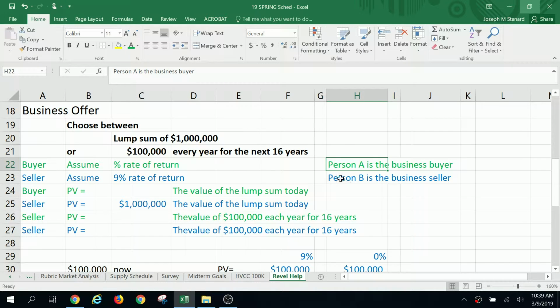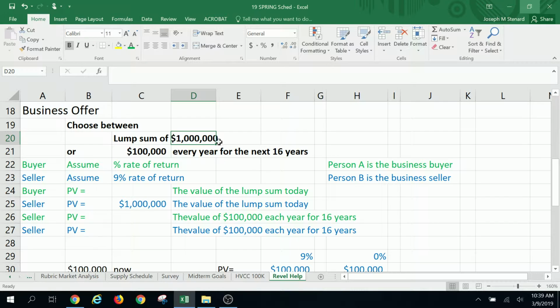Person A will be the buyer, person B is the seller, and this is just an offer. It doesn't mean that you have to take it. Now, the $1 million would be what the buyer would pay the seller. And the $100,000 every year for the next 16 years is what both of them understand that the business would generate. So right now, the business is producing $100,000 of, let's say, profit or money in your pocket. So you could either keep the $1 million in your pocket, or you could buy a business that puts $100,000 into your pocket every year for the next 16 years. And then presumably at the end of the 16 years, the business is worth nothing.